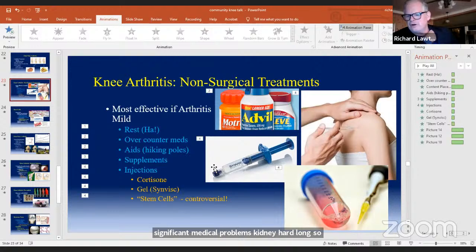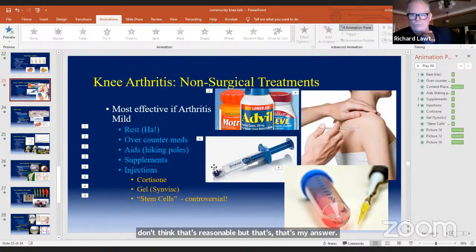So we get a little more worried about the older patient, but that doesn't mean we have a firm stop or firm endpoint on age. Now, some docs do. Some docs say, I won't do it on anybody over 80. I don't think that's reasonable, but that's my answer.